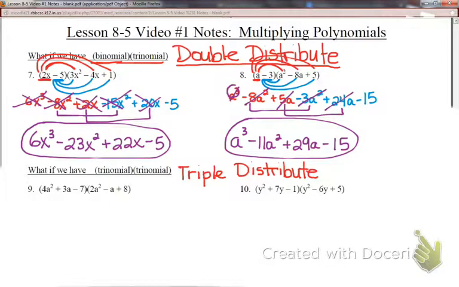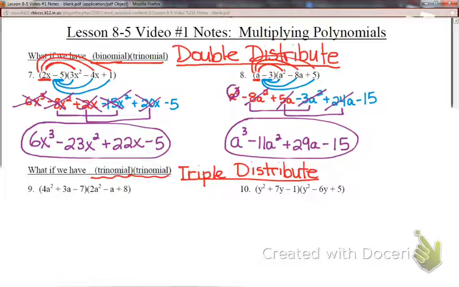Okay, and then finally, our problems are going to get just one more step longer. We're going to take a trinomial times another trinomial. So that's 3 terms times 3 other terms. And as you can imagine, this is going to be like triple distributing. We're going to take each item in the first trinomial times each item in the second trinomial. So we're going to have lots of little arcs going on here. Okay, let's just get started with number 9.